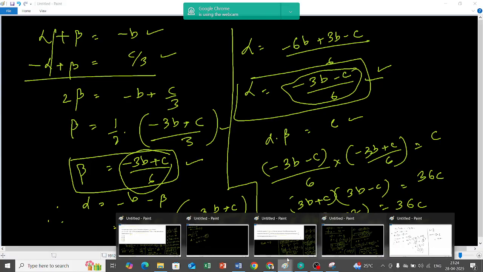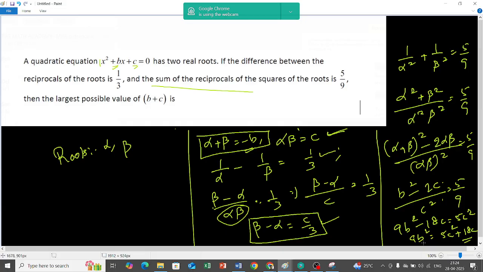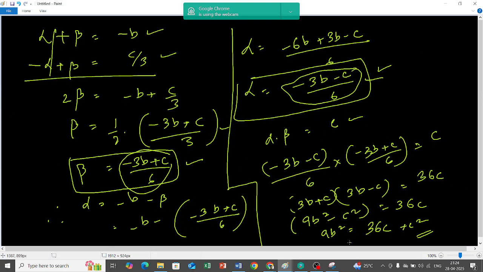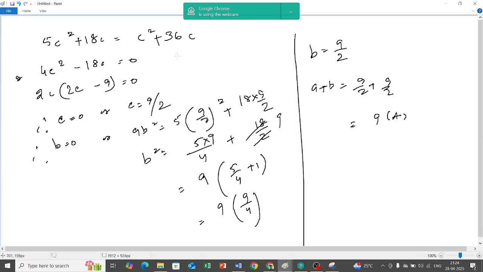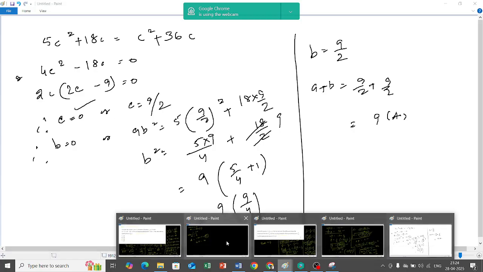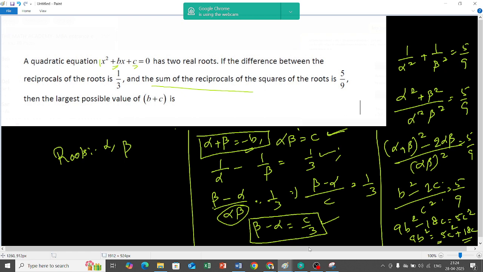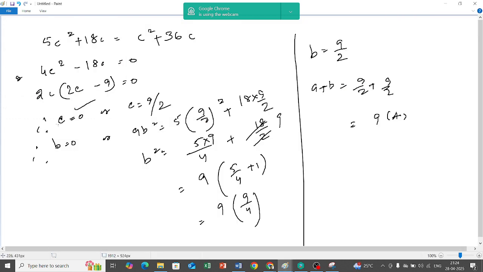Now you can note one thing, that in this equation also there is 9b square equals to something. In this equation also there is 9b square equals to something. I am equating the values of the two 9b squares. On solving it, I am getting c as 0 or c as 9 by 2. If I take c as 0 and put it in any of the equations, you will get b as 0. That is why we cannot take this. We need to take this.